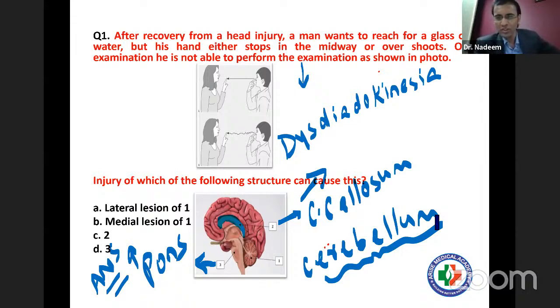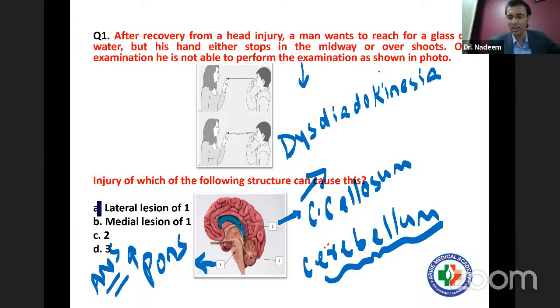But now the second question is what kind of differences will be there whenever there is a lesion at the lateral part of the pons and a lesion at the medial part of the cerebellum?